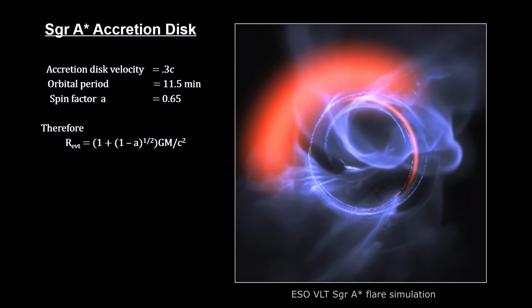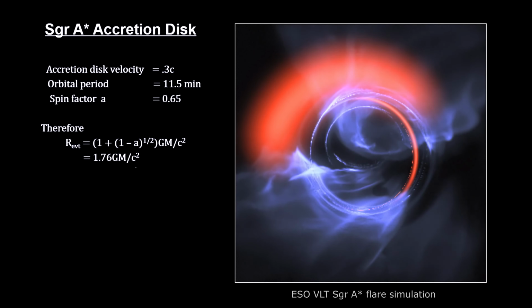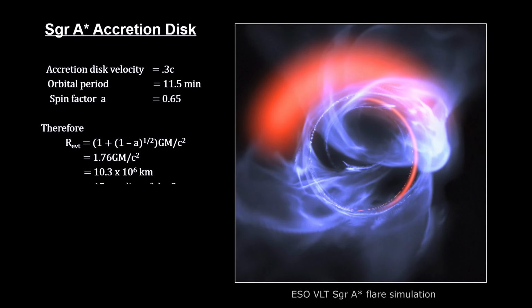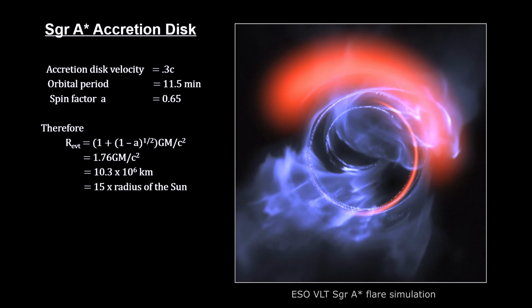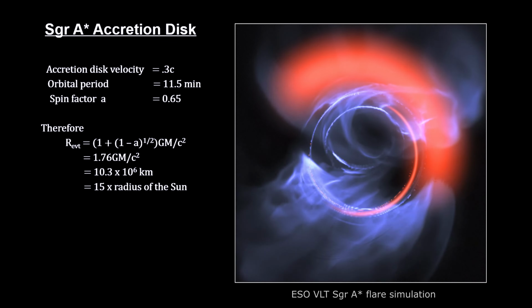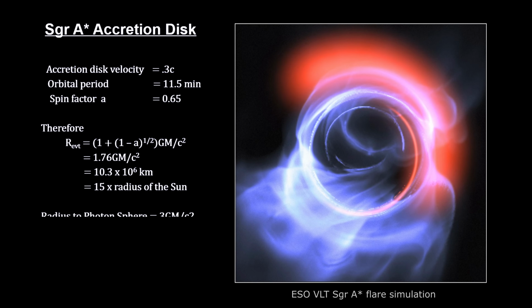This new information also enabled calculating the distance from Sag-A star's center to its event horizon at around 10 million kilometers, or 15 times the radius of our Sun, and the distance to the photon sphere at around 17 million kilometers.